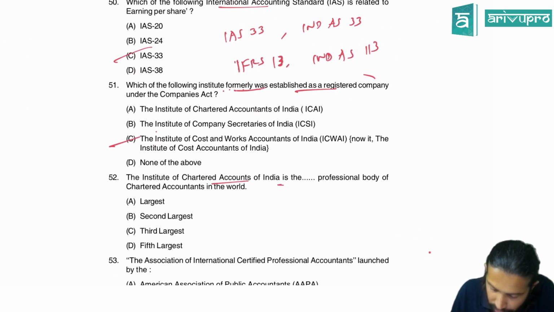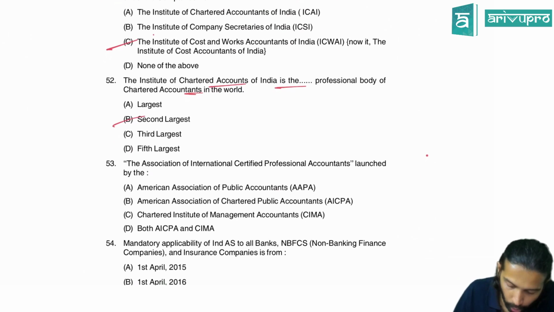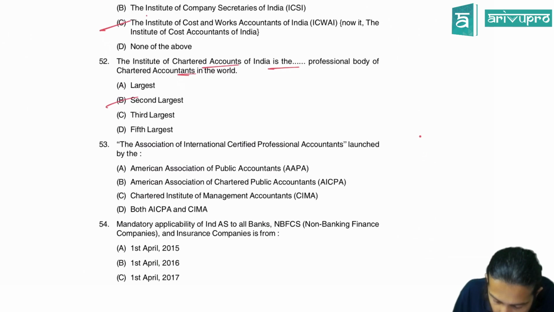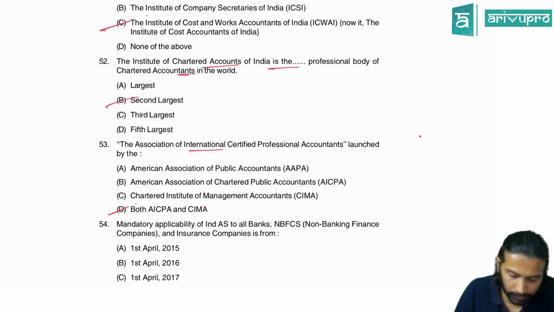Institute of Chartered Accountants of India is the second largest chartered accountant body in India, in the world rather. ICAI is the second largest body with respect to chartered accountants. That is B. The Association of International Certified Public Accountants was launched by D, both AICPA and CIMA. Because AICPA and CIMA have now formed a tie-up. Okay, hence D should be the right answer. 53 is D.